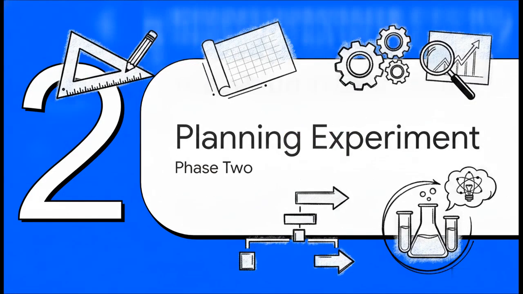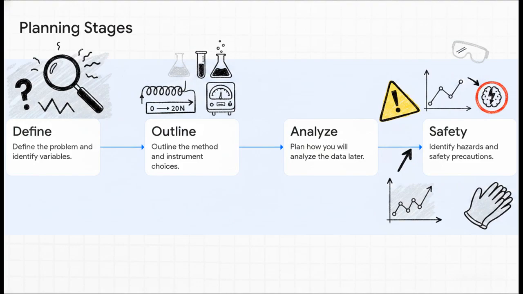Moving on to Phase 2, planning your experiment. We're moving to the modern drawing board now. Because before you touch a single piece of equipment, you need a rigorous plan to handle that inevitable messiness of reality. Effectively planning an experiment breaks down into 4 critical stages. First up, you define the problem and identify your variables. Second, you outline your method, like what instruments will you use and what's the sensible range of measurements. For example, if you're testing a spring up to 20 newtons, you can't just test 12 to 20 newtons. You need a nice equal spread from 0 to 20.